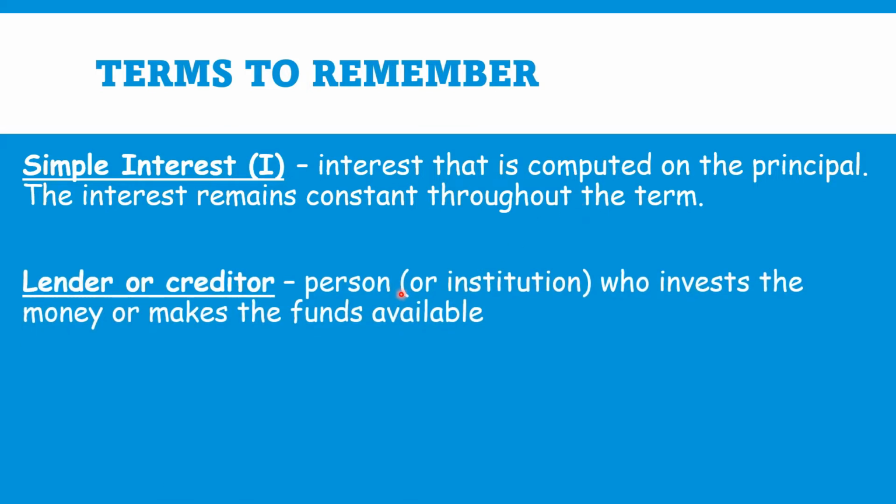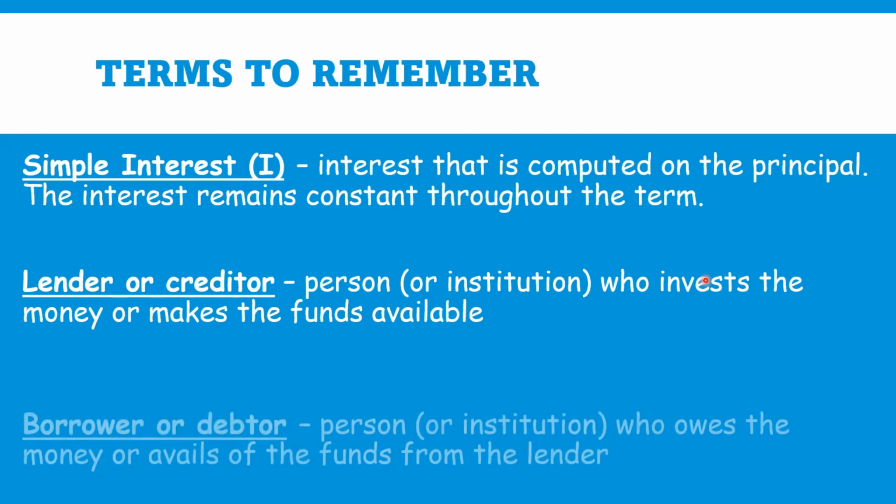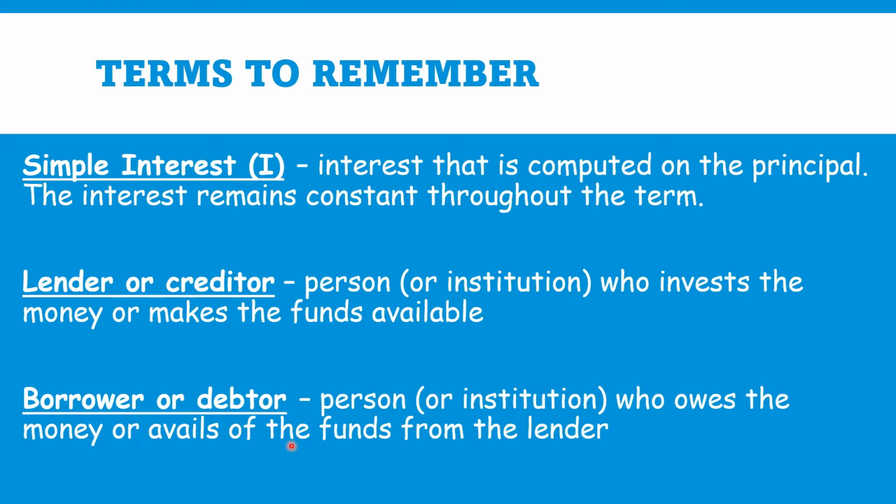Next is lender or creditor. This is the person or institution who invests the money or makes the funds available. So sa madaling sabi, when we talk about lender or creditor, this is the investor. Next is borrower or debtor. Person or institution who owes the money or avails of the funds from the lender. So, when we talk about borrower or debtor, sila yung mga tao or institution na kumukuha ng pera sa lender or creditor.